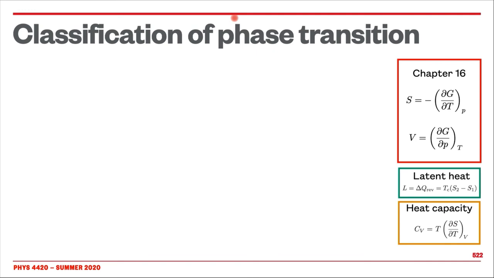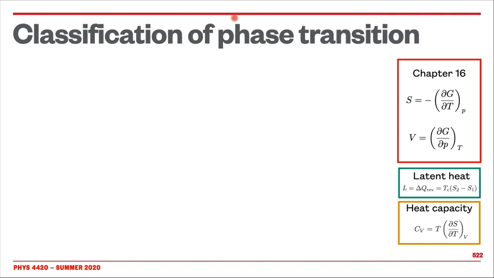Okay, so we've done quite a bit of work. Now we are going to study a little bit more how we classify the different phase transitions. We've spent a lot of time looking into the phase transition between liquid and gas, and we also spoke a little bit of the phase transition between a liquid and a solid. But there are other types of phase transitions: magnetic transitions, superconducting state transitions, and all sorts of transitions.